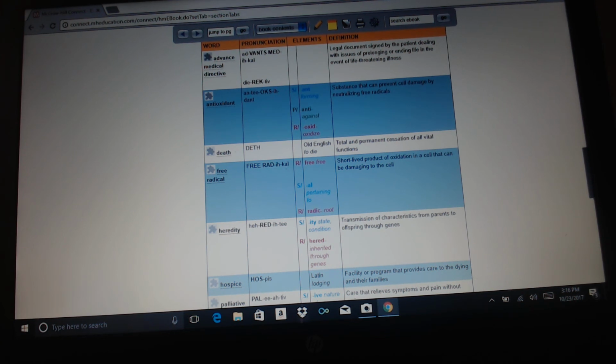Antioxidant, we discussed that earlier. Death, Old English, to die: total and permanent cessation of all vital functions. Free radical, we discussed that earlier. Heredity: hereded, is inherited through genes; idity is state or condition. Transmission of characteristics from parents to offspring through genes. Hospice is Latin for lodging: facility or program that provides care to the dying and their families. Palliative care: palliat is reduce suffering; care, to be responsible for; iv is nature of or pertaining to. Care that relieves symptoms and pain without curing. Vegetative: vegetate is growth; iv is nature of or pertaining to. Functioning unconsciously as plant life is assumed to do.